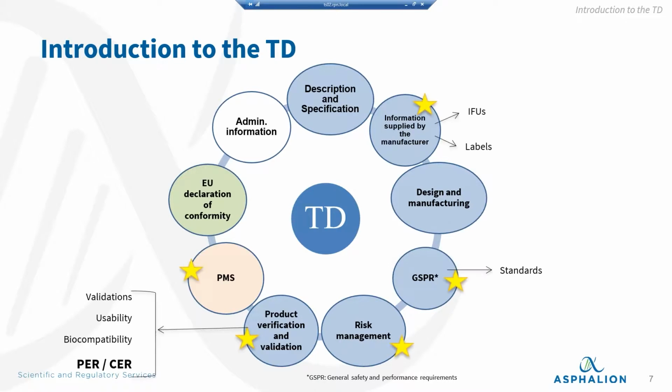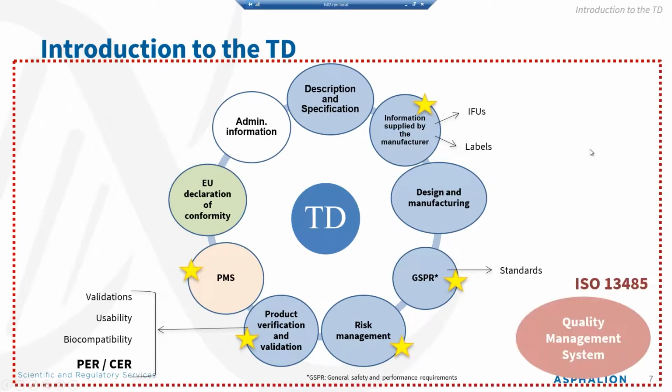So, what are we going to focus on? We're going to focus on these points that have a star here. We will start with the information to be supplied by the manufacturer. Then we will move on to general safety and performance requirements, the risk management, the product verification, which will include several subsections like usability or biocompatibility. And then we'll talk a bit about post-market surveillance. As we were saying before, all these activities have to be gathered around a quality management system. It's important that the manufacturer has a quality management system in place that shall be based on ISO 13485.